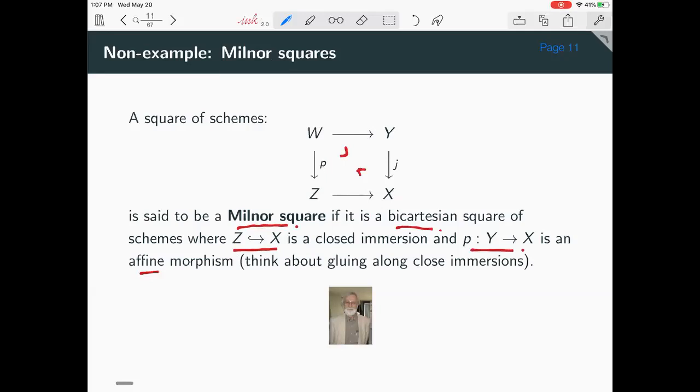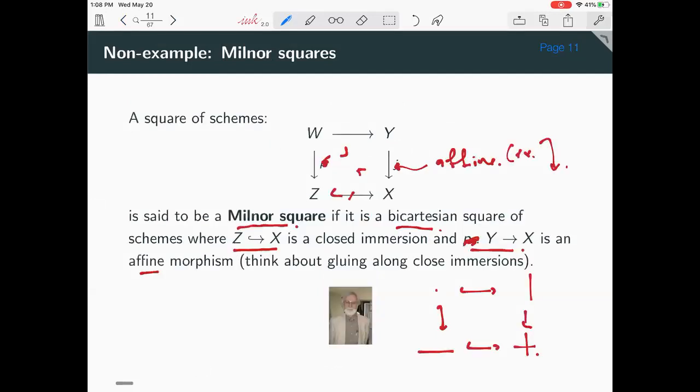So you think about this, for example, when... don't look at the names of the maps, just look at where the domains and codomains go. So this is a bi-Cartesian square of schemes, and Z is a closed immersion, and Y to X is affine. So for example, Y to X will also be a closed immersion itself. And if it's bi-Cartesian, you should be thinking of gluing two schemes together to get X, right? So for example, you can glue two affine lines along the common point to get the coordinate axes. That's one example of this kind of square.